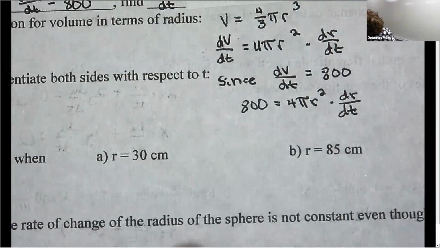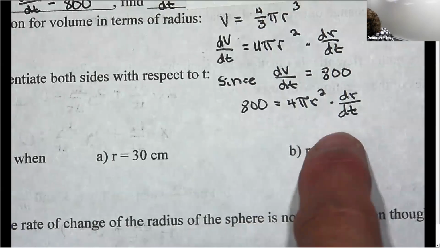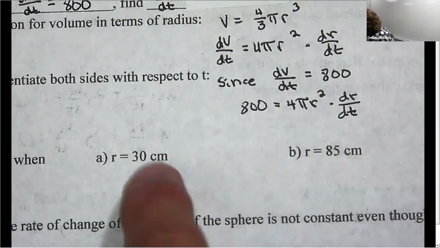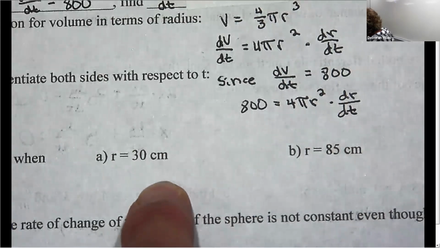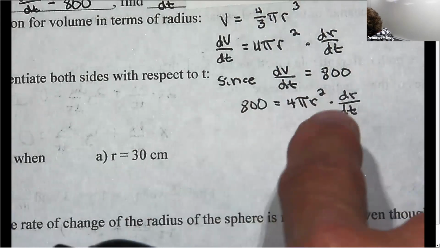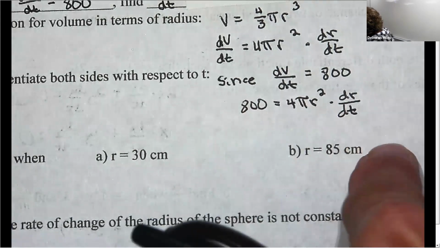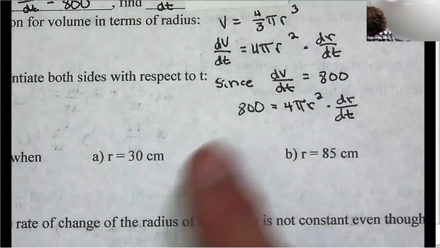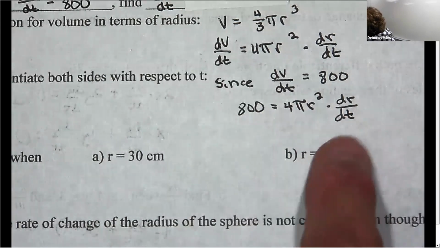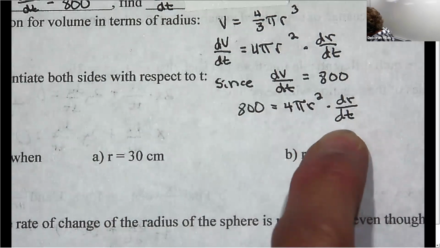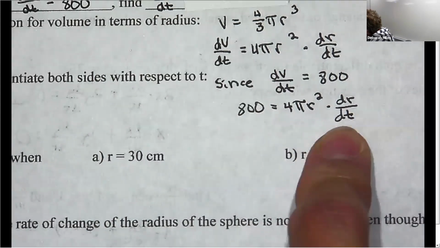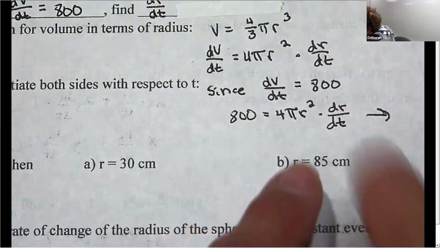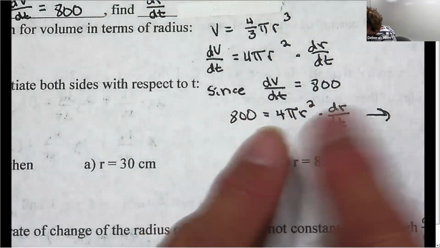And what we're going to be solving for in the A part and the B part is the dr over dt. Do we have everything in the A and the B part? Do we have everything we need to find dr over dt? Yeah, and in the A part, we can put 30 in place of R and solve for dr over dt. And in the B part, we can put 85 in place of R. Since we're going to have an A part and a B part, we may want to just solve this for dr over dt, get that by itself before we plug numbers into it. You don't have to, but since you're going to have to do it twice anyway, I'd go ahead and divide both sides by 4 pi r squared.